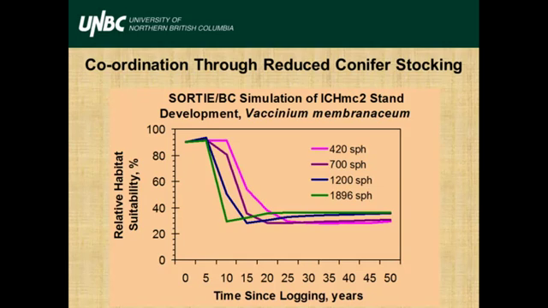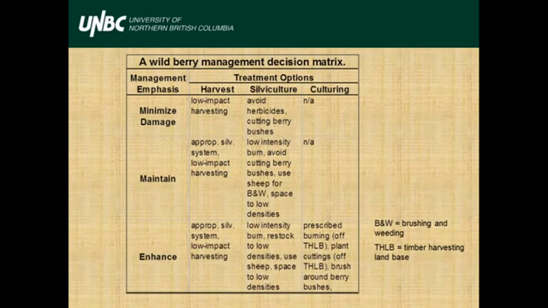So by switching from 2,000 to 400 stems per hectare, we could extend the time of sufficient light availability at the forest floor by 10 years. So we came up with a matrix of suggested alternatives depending on the zone and priority in which forest companies were operating, and the First Nations input as to whether it was just enough to minimize damage, maintain existing levels, or enhance berry production.